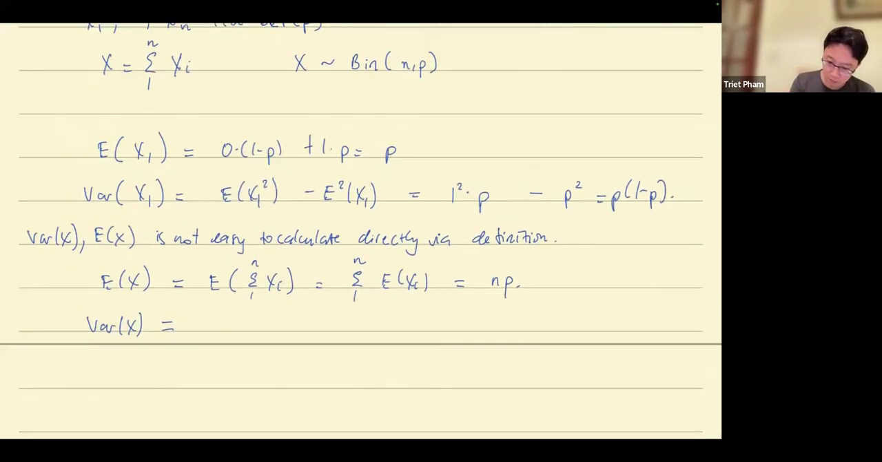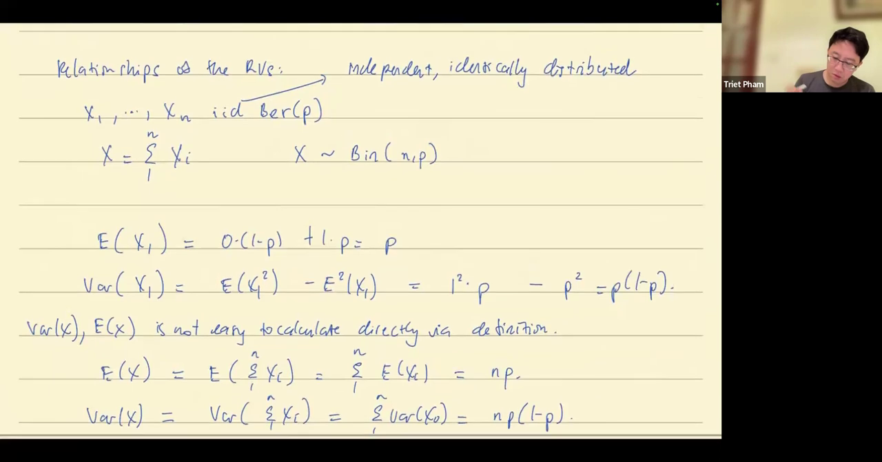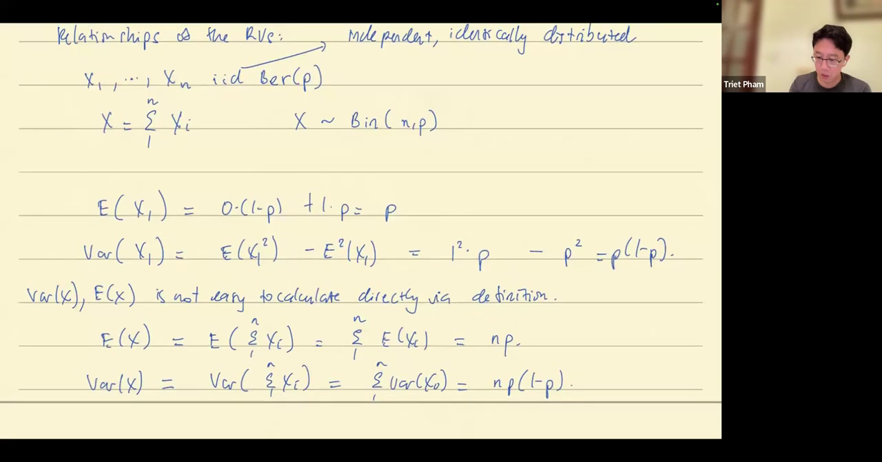So we can use the same trick to say this is N P (1 minus P), which is exactly what the formula said. All right. So what I just told you is the relationship between the Bernoulli and the binomial, which is very, very well known.